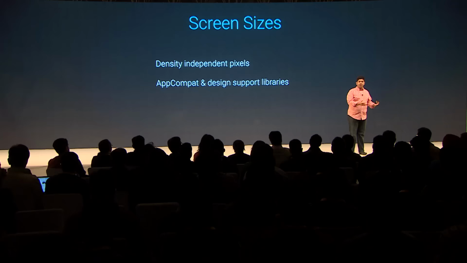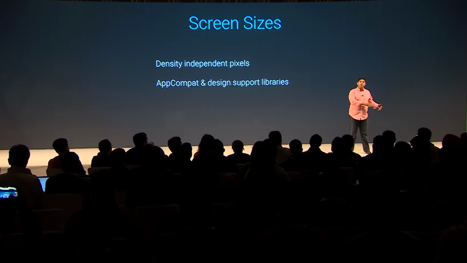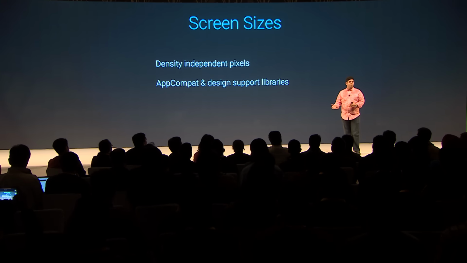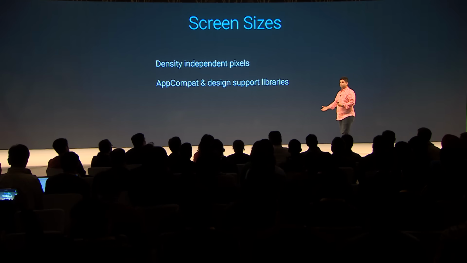All of our layouts should be declared in density-independent pixels, or DIPs. Developers will know these as DIPs. A density-independent pixel is basically a physical size for your layouts. So if you have a 64 by 64 DIP image, that image is physically going to be the same size on a 3-inch phone or a 5-inch phone. And that helps our apps be responsive and scale to different device sizes.